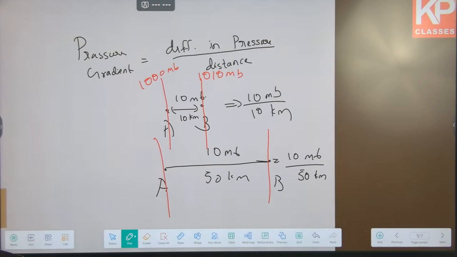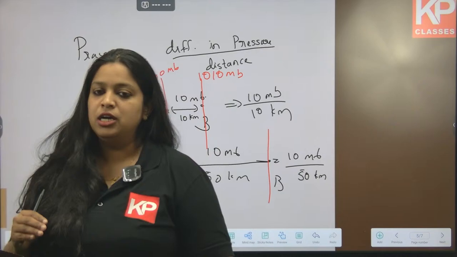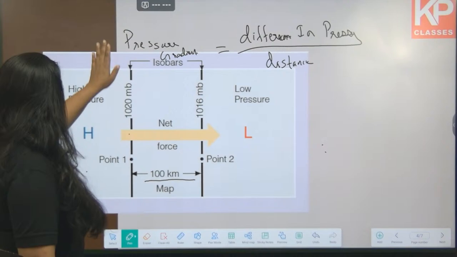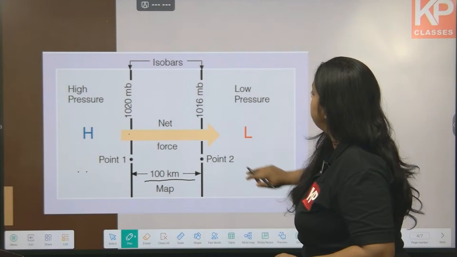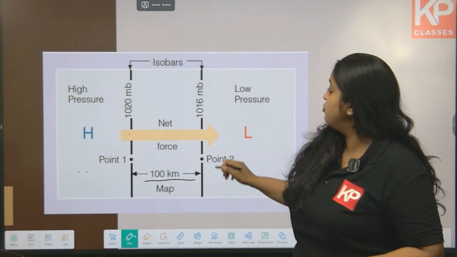Now, the next thing that we can explain is the pressure gradient force. In the same picture over here, the isobar of 1020 millibar is over here, and the isobar of 1016 millibar is present over here. So the pressure gradient is almost 4 millibar divided by 100 kilometers.